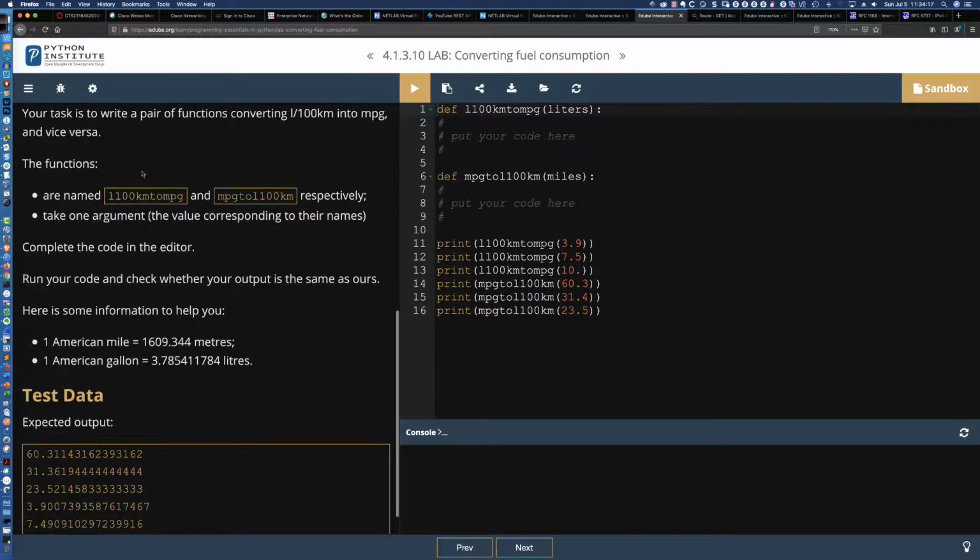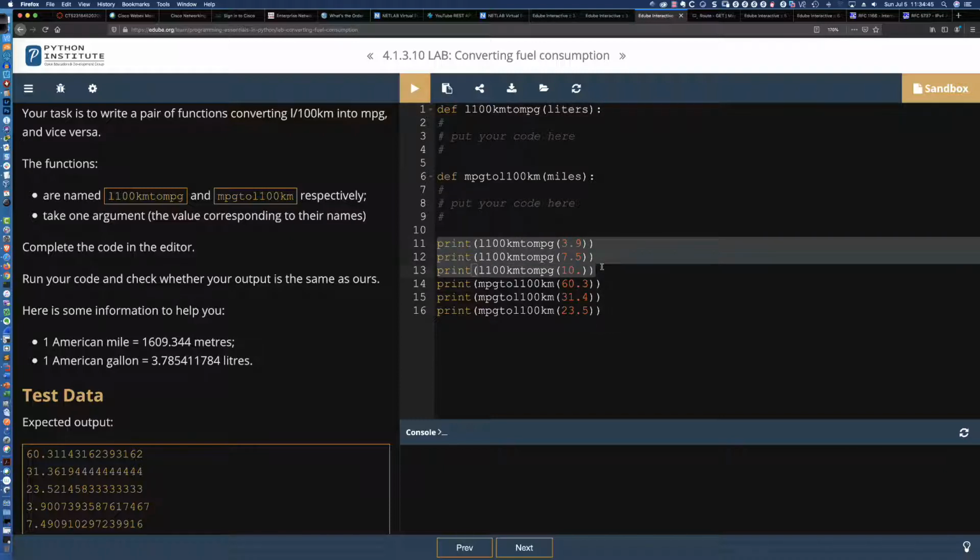And so our task is to write a pair of functions converting the liters per 100 kilometers into miles per gallon and vice versa. And you can see right here, the first function that we'll be working is liters per 100 kilometers to miles per gallon. And again, we're given liters as the unit of measurement. So you can see the three invocations or calls to that function are going to be passing in 3.9 liters of fuel, 7.5 liters of fuel, and 10 liters of fuel.